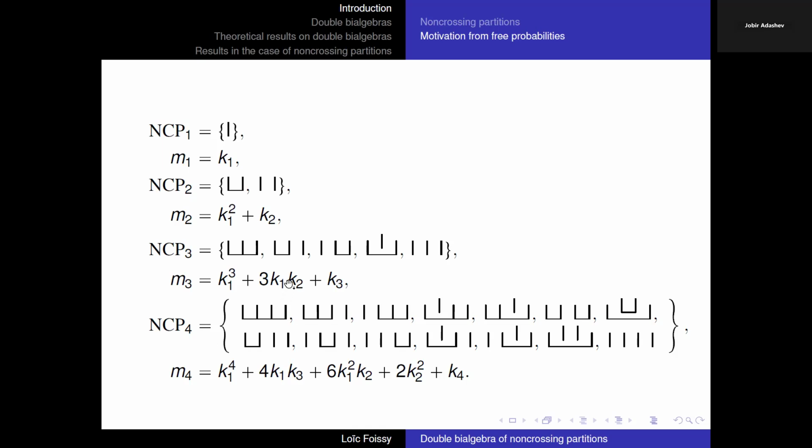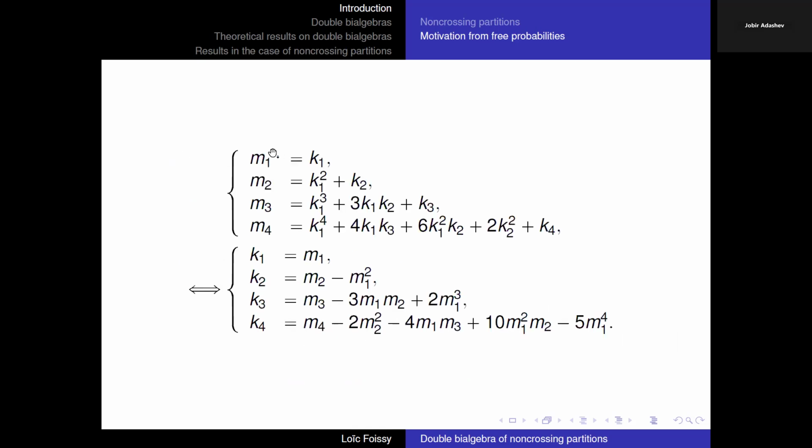So I rewrite these relations. It's exactly the same. And you can observe, it's quite easy, that in fact you can invert this system. It's triangular in some sense. And you can find some formulas for the nth cumulant in function of the moments, the nth moment and the smaller moments. And in fact, these relations are known to depend on the Hopf algebras.